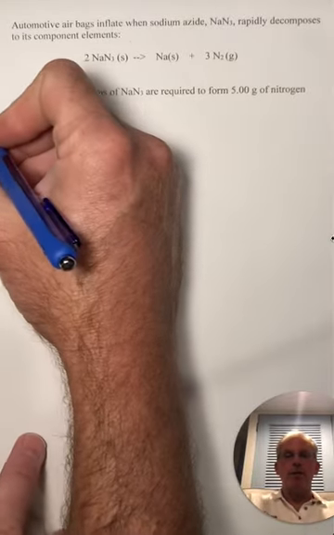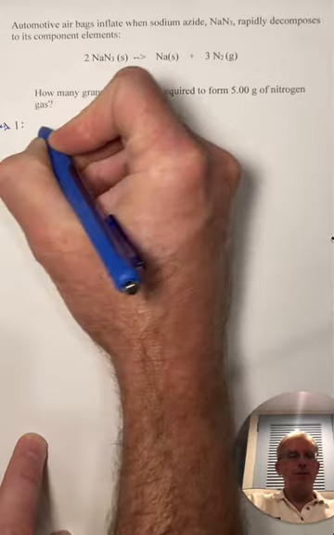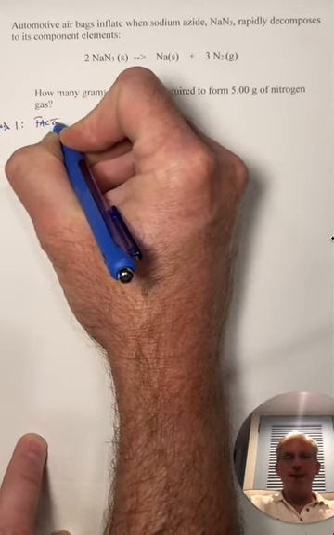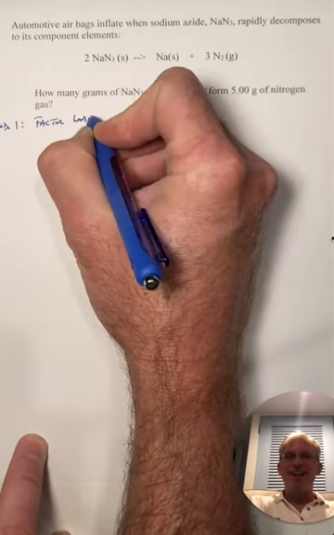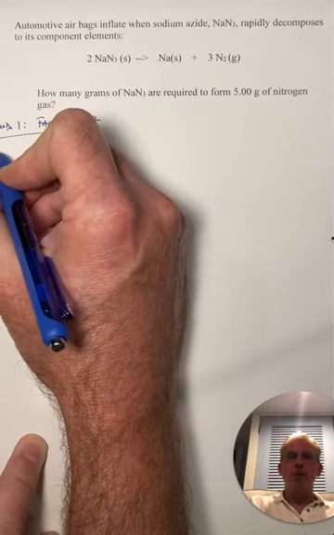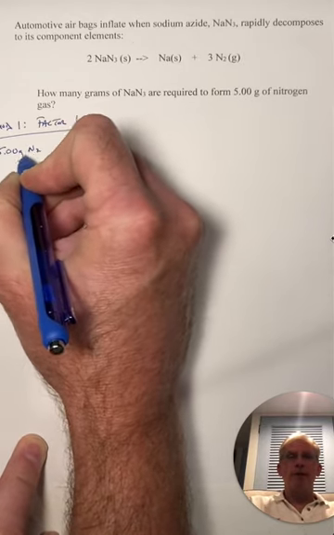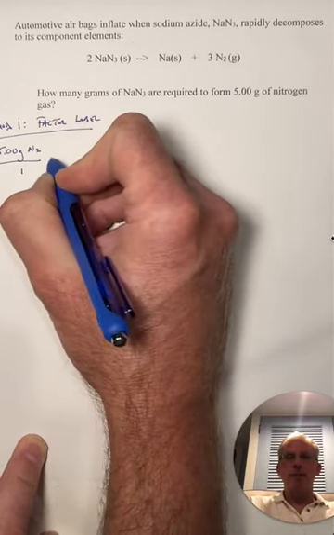So again, I'll solve it 2 ways. We'll take a look at method 1, which I filmed at the same time, so it got cut off again. Method 1 is the factor label method. So we'll start with what we know. We start with 5 grams of the nitrogen gas.